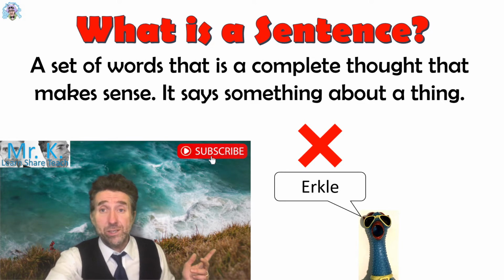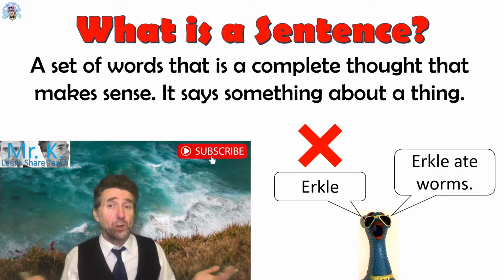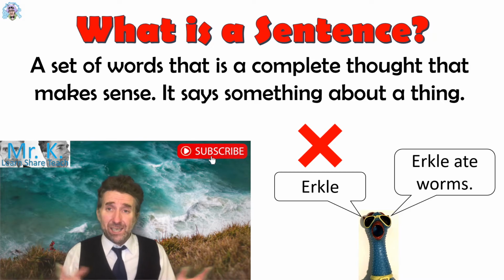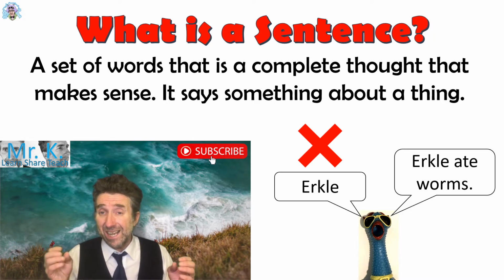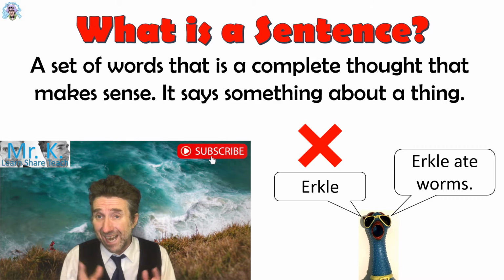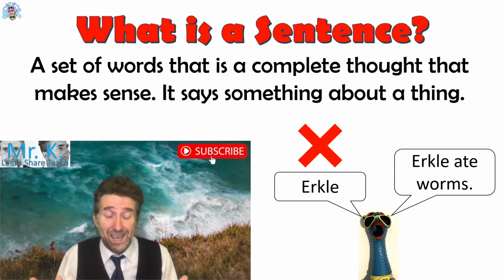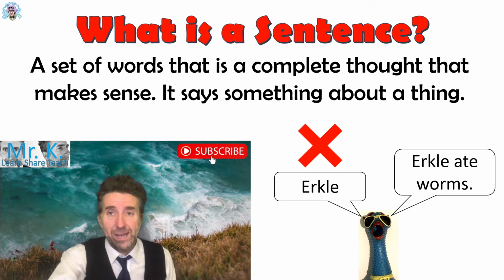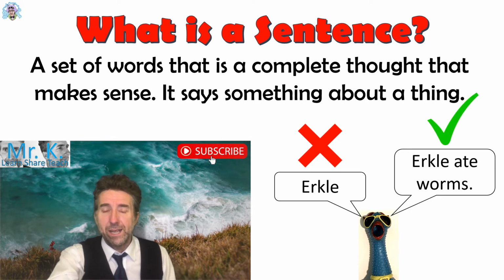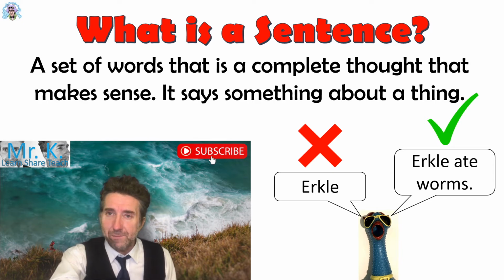Now, the next thing he could say could be this. Urkel ate worms. Now, is this a collection or set of words? Yes, it is. Does it express a complete thought? Yes, it does. Does it make sense? Yes, it does. Does it say something about someone? Yes, it does. This has to be a sentence, so we're going to give that a big tick. Yep, excellent. Okay, so what are the basic ingredients that you need to make a sentence?